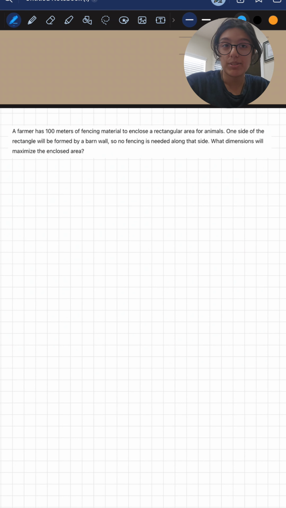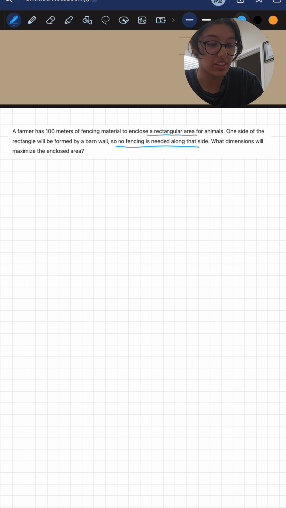Hey guys, today we're going to be taking a look at how to solve this problem. It is an optimization problem. A farmer has 100 meters of fencing material to enclose a rectangular area for animals. One side of the rectangle will be formed by a barn wall, so no fencing is needed on that side. What dimensions will maximize the enclosed area?